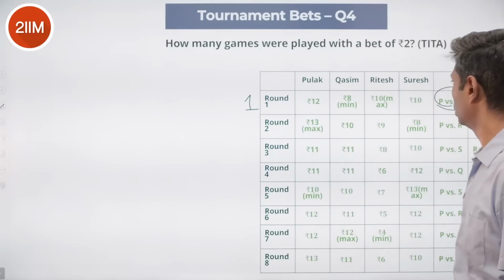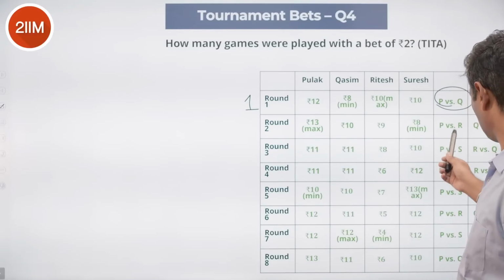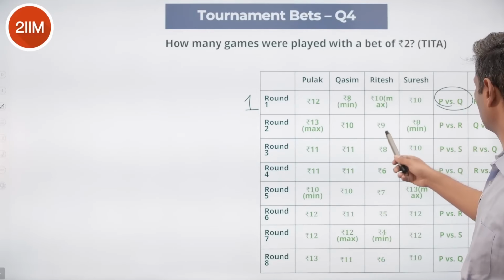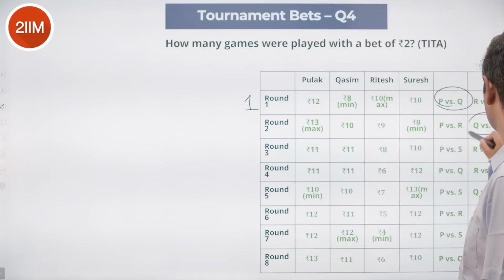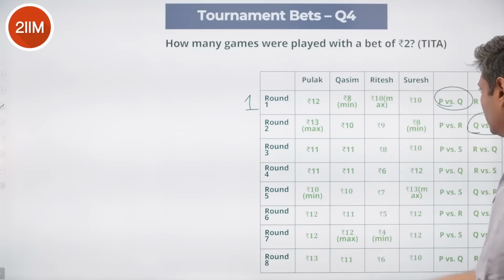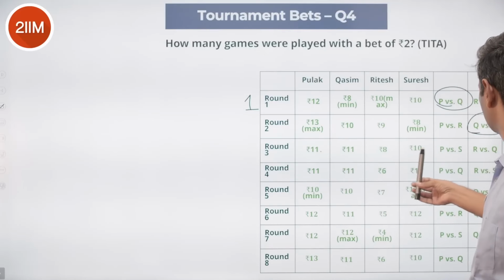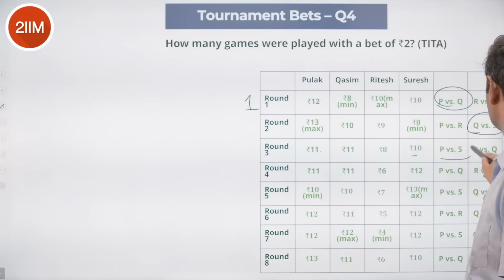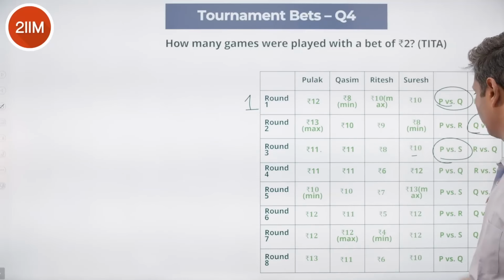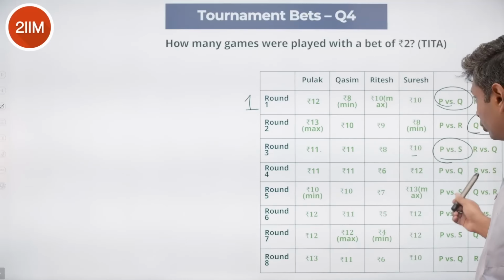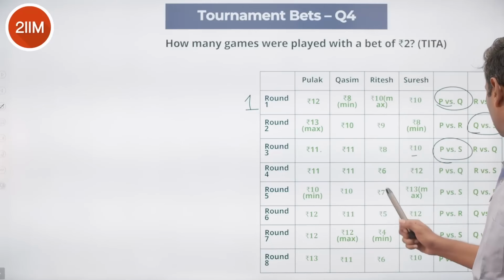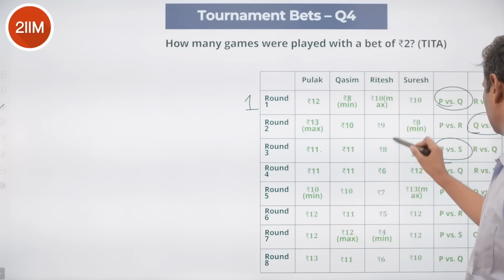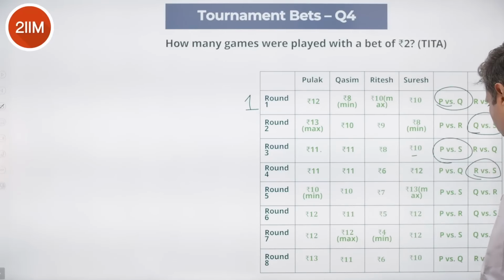In round 2, P versus R is 1 rupee. Q versus S, that is 2 rupees. In round 3, P versus S is 2 rupees. R versus Q is 1 rupee. In round 4, P versus Q, nothing, they didn't play at all. R versus S is -2 plus 2, 4.